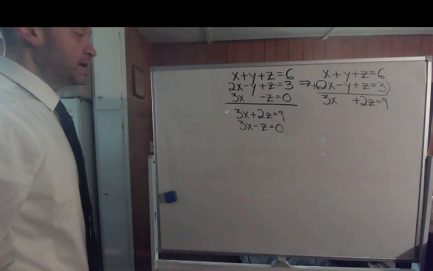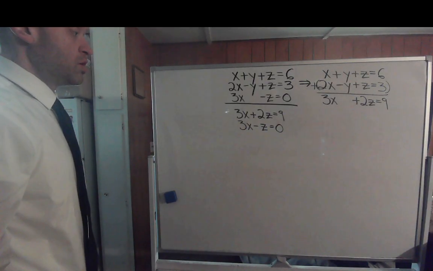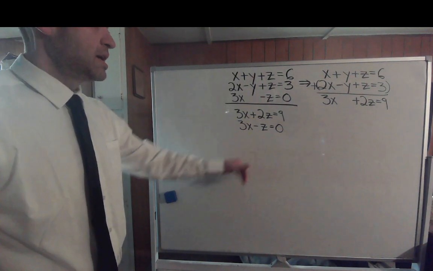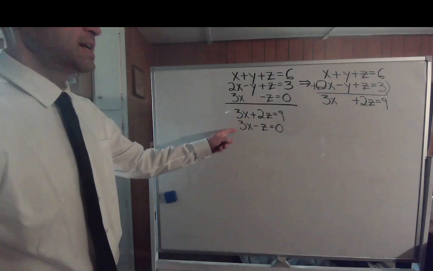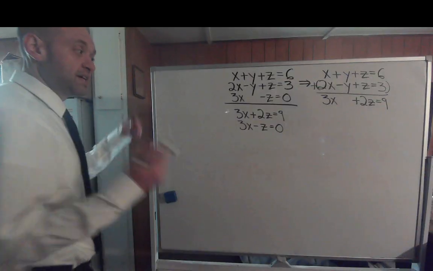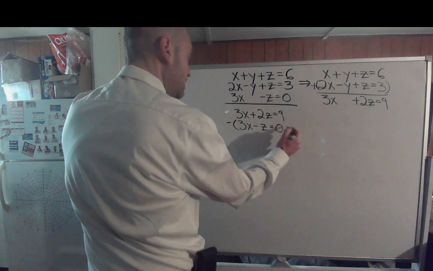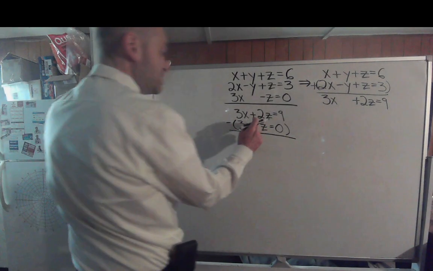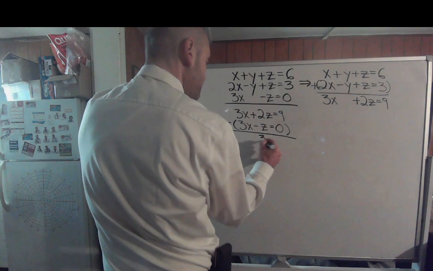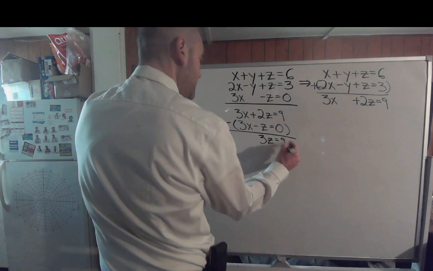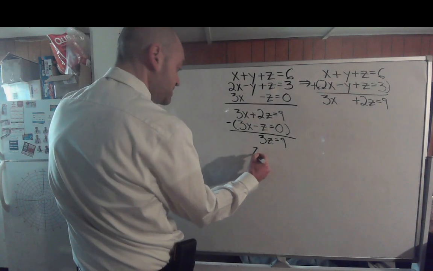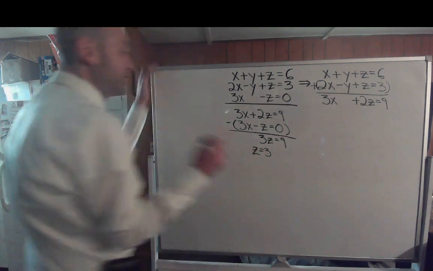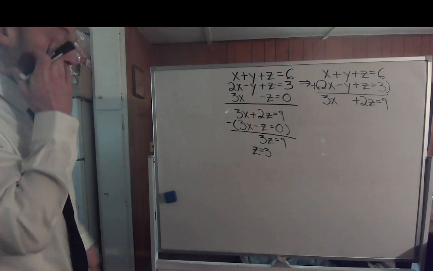Alright, well, we have two choices. We can either try to eliminate x next, or we could try to eliminate z. Well, we have the same coefficient on x, so why don't we just go ahead and subtract the second equation from the first? That'll make life a lot easier. 3x minus 3x is 0, 2z minus negative z turns into 3z equals 9. And then you solve for z, you get that z equals 3. So we found z to equal 3.